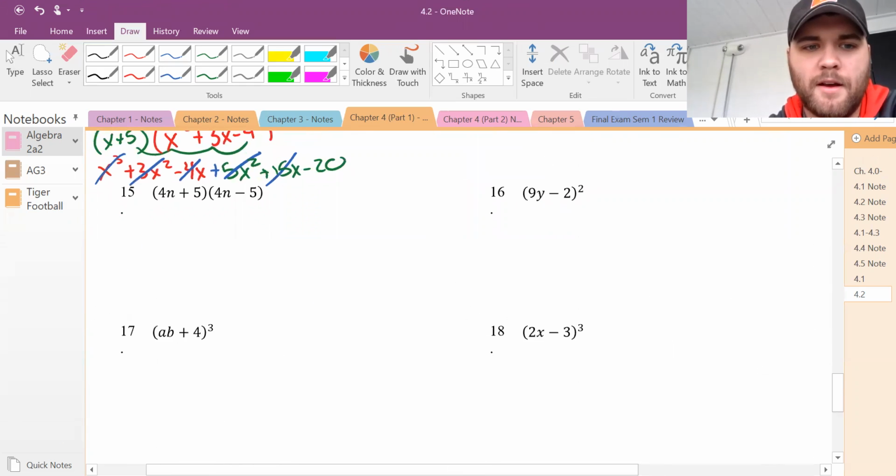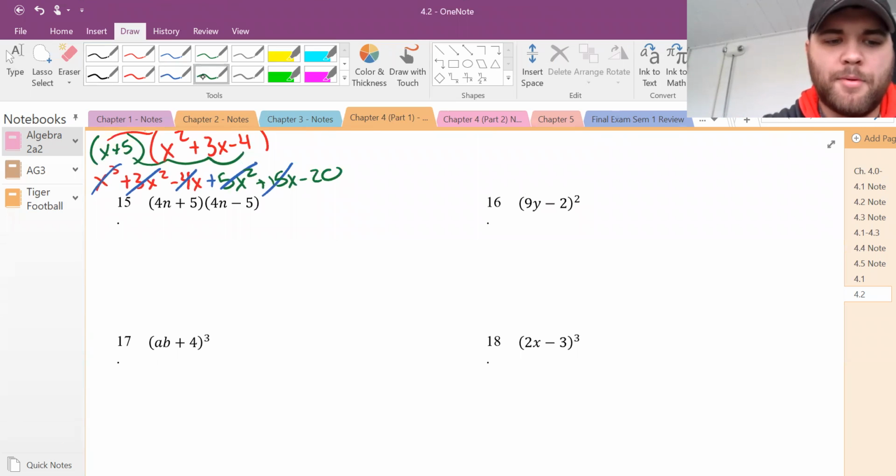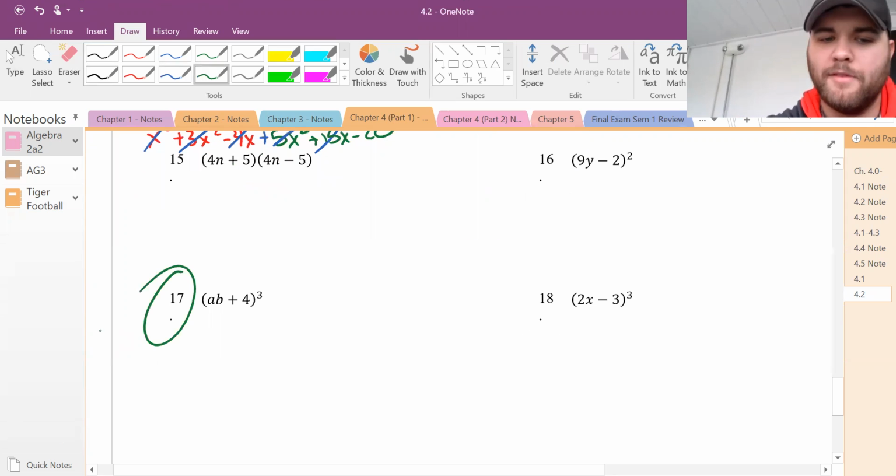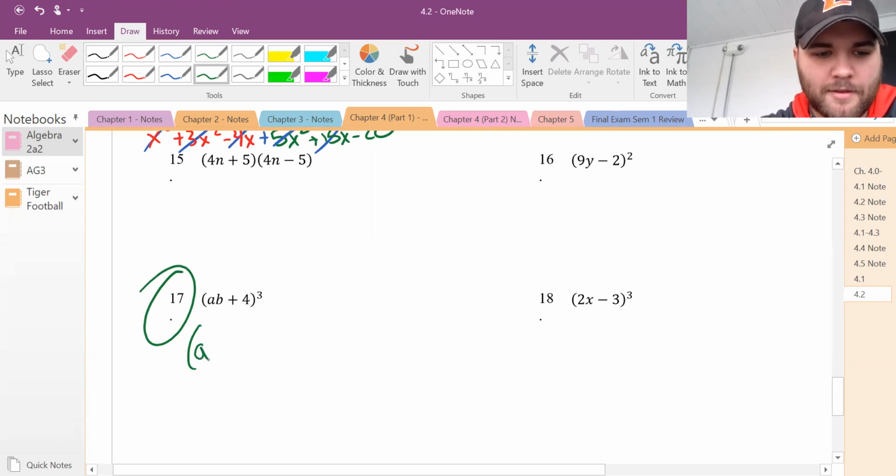That's pretty much it. I'll show you how to set up the last 3 problems. Okay, I'll let you guys struggle with 17. I don't know if I'm going to give you something like 17, but I think it's fun. Okay, if I wanted to rewrite 17, I'd rewrite it like this. You just write it as 3 binomials put together.